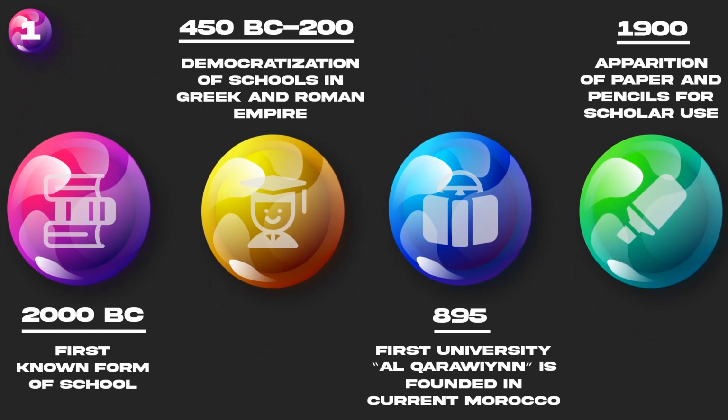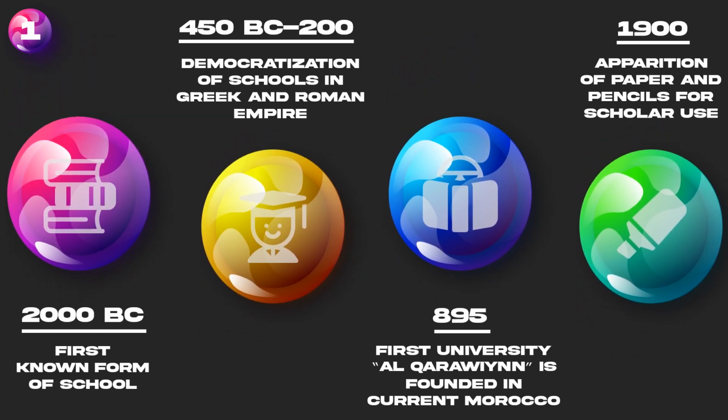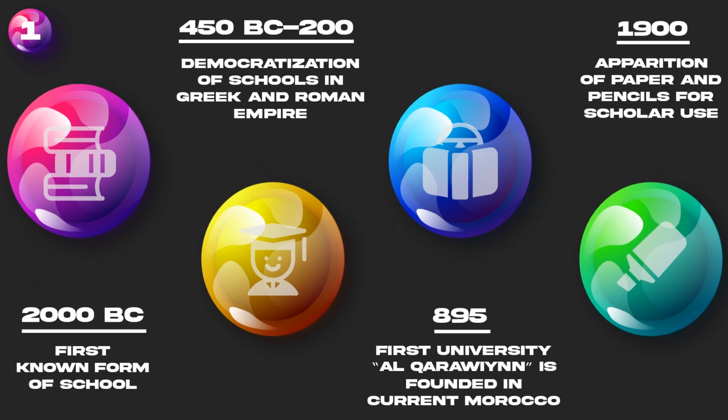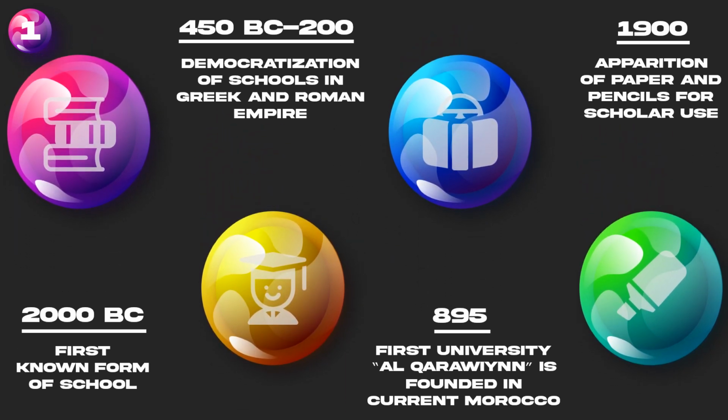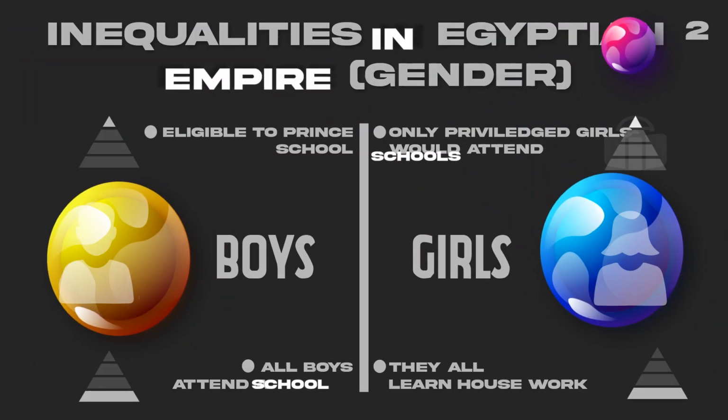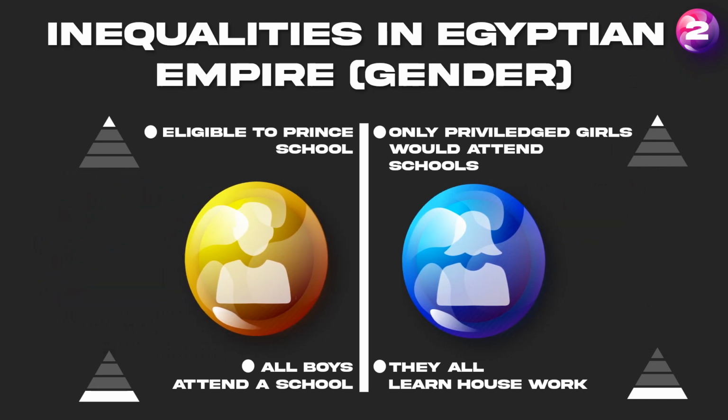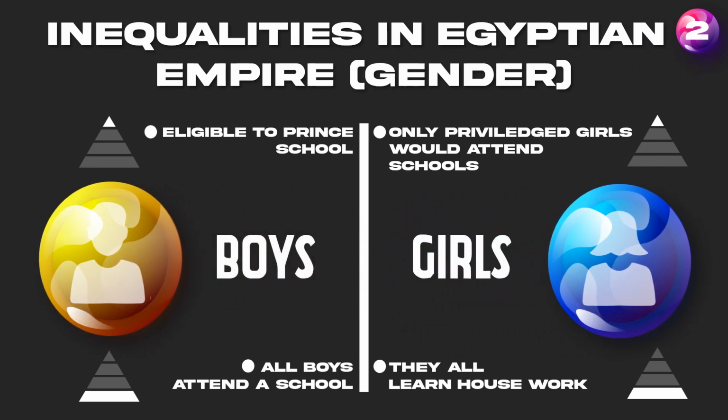Surprisingly enough, the apparition of paper and pencils for scholar use only started in the 1900s. We will start the ancient time topic with the Egyptian Empire.